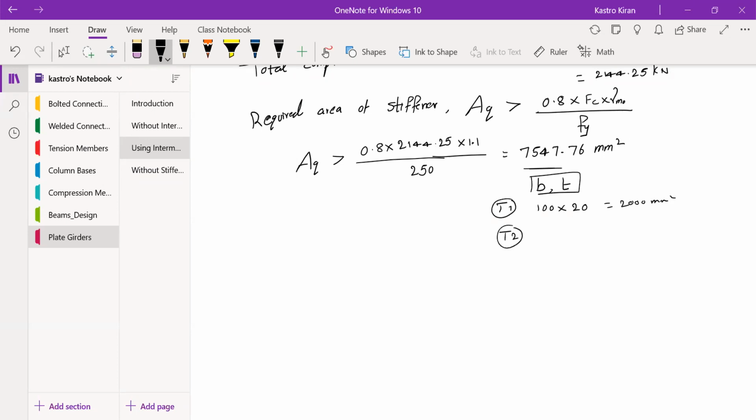In trial 2, I take 120 into the thickness of the web, maybe increasing it to 30. Then it will give you 36,000 mm square, which is also not in the safe zone. This trial and error method has to go on till the condition, 7547, is satisfied. Now the stiffeners are provided on either side of the web. Remember this thing. The stiffeners are to be provided on either side of the web.